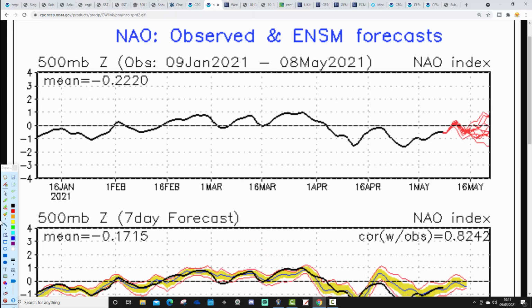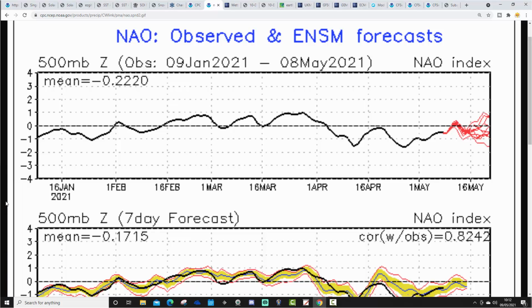NAO observed and forecast looks like that. Again, this is measuring air pressures in the Atlantic between the Azores and Iceland. When you've got a positive NAO, you'll have low pressure around Iceland and high pressure through the Azores, and you'll strengthen westerly storm flow. When you've got a negative NAO, you'll have weaker pressure and sometimes high pressure around Iceland and low pressure around the Azores.